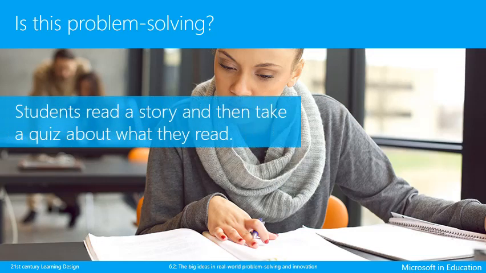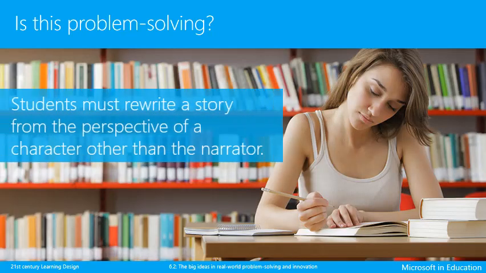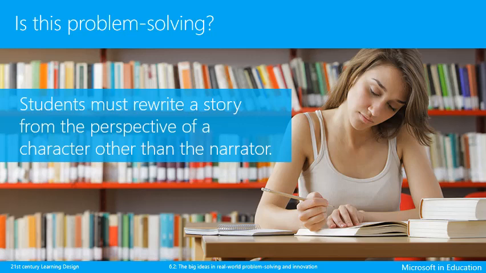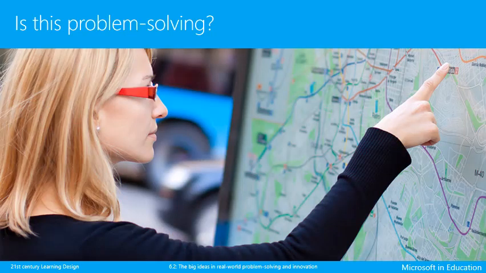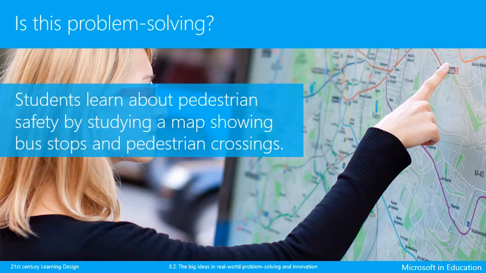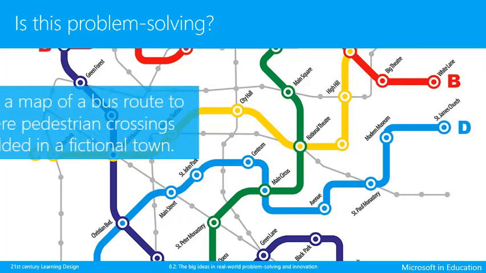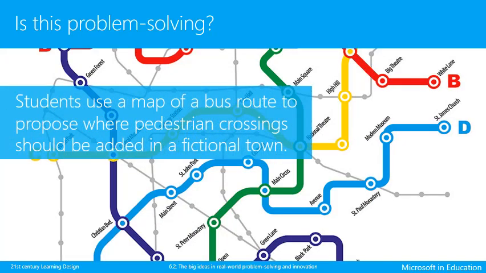Students read a story and then take a quiz about what they have read. If students must rewrite a story from the perspective of a character other than the narrator, is this problem-solving? Are students engaged in problem-solving if they learn about pedestrian safety by studying a map showing bus stops and pedestrian crossings? If students use a map of a bus route to propose where pedestrian crossings should be added in a fictional town, is this problem-solving?